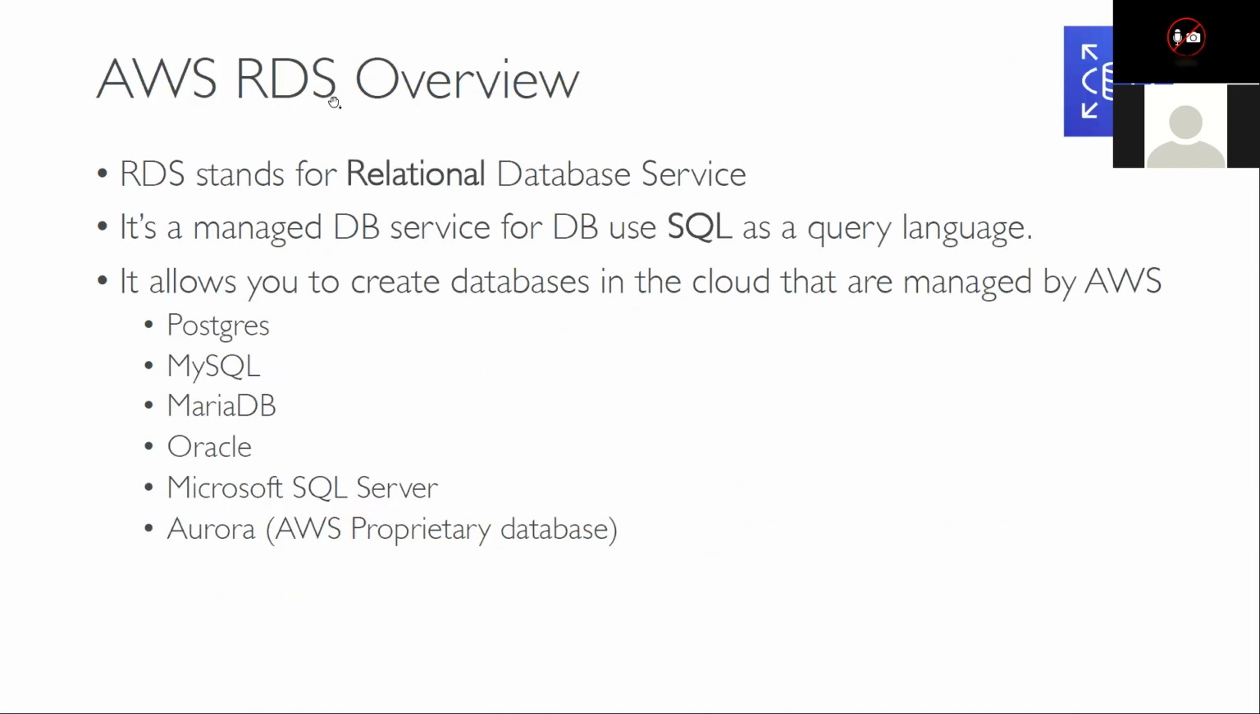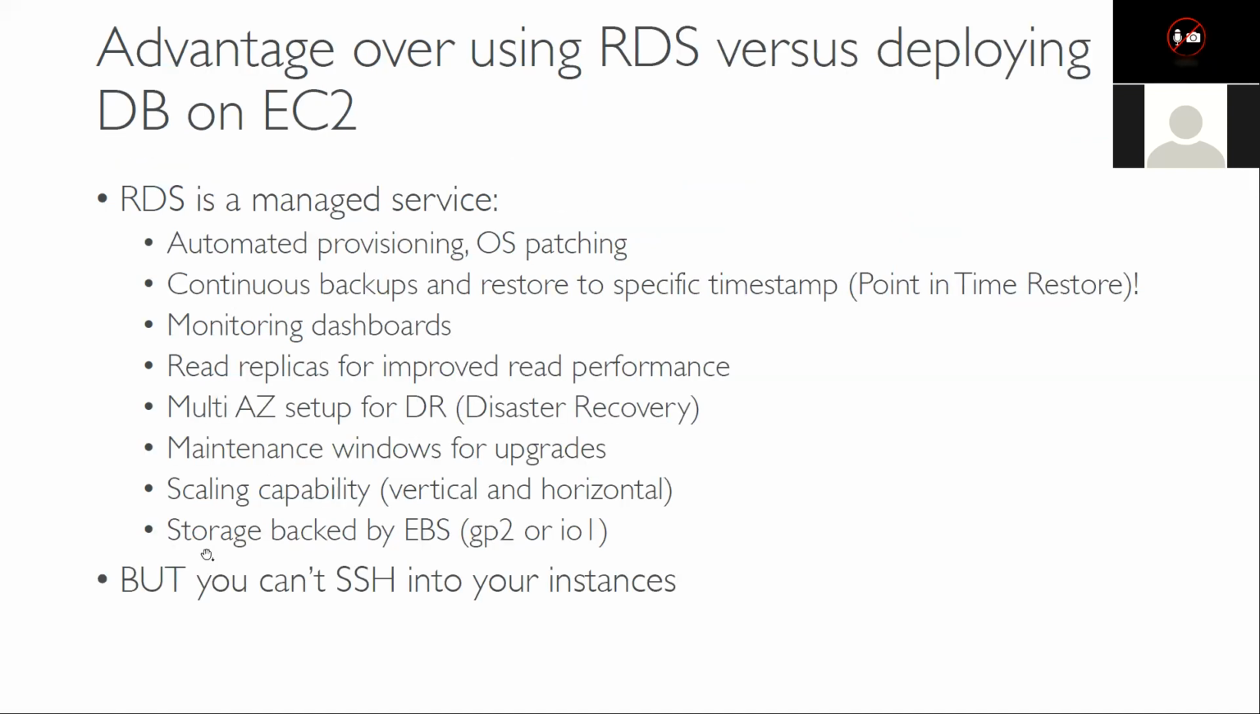AWS Relational Database Service. RDS stands for Relational Database Service. It's a managed DB service, meaning managed by AWS. It uses SQL as the query language. It allows you to create databases in the cloud that are managed by AWS, such as Postgres. These are all relational, which means Excel spreadsheet-like databases, right? With tables, rows, columns, and indexes. So what are examples of that? Postgres, MySQL, MariaDB, Oracle, Microsoft SQL, and the proprietary one of AWS is Aurora.